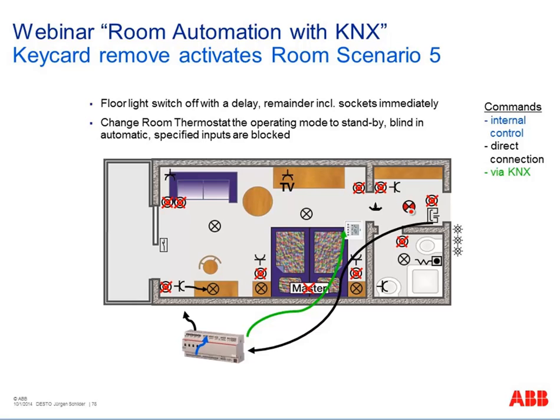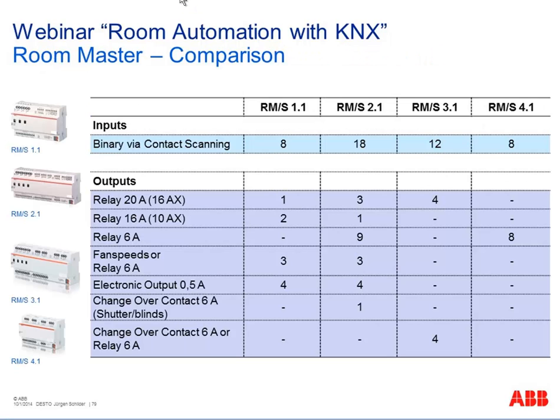but not the light in the entrance area, because you stand nearby the key card reader, then it's not good to switch off the light. But after some seconds we call the second event and then we switch off this light. And the room master sends again the information to the room thermostat, maybe for example go to the mode standby or switch off, for example. And all these things happen by using these very powerful room scenarios.